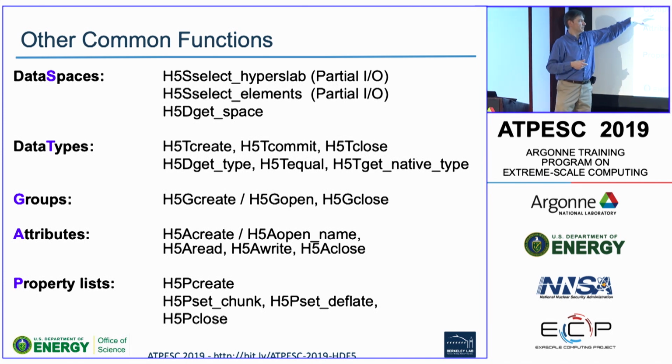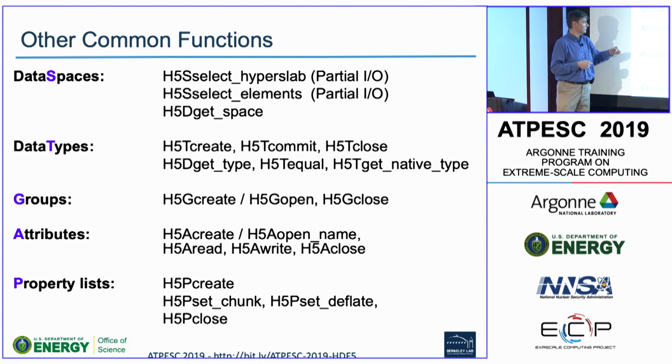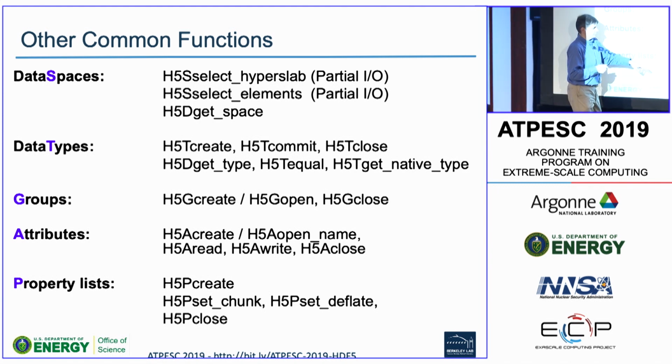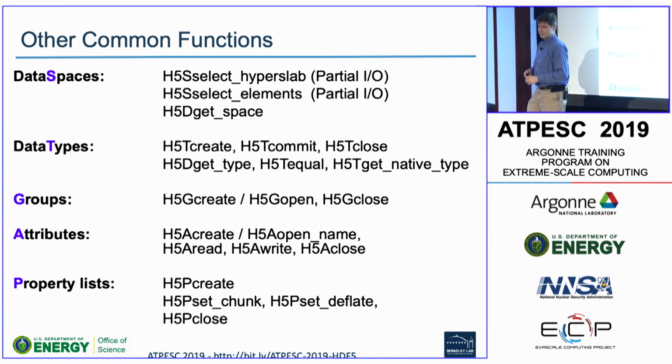Groups. There's a bunch of link API calls too that create hard links and other things. Attribute creation, properties. These are the basic ones to set chunking for your data set and then set deflate or compression for that.